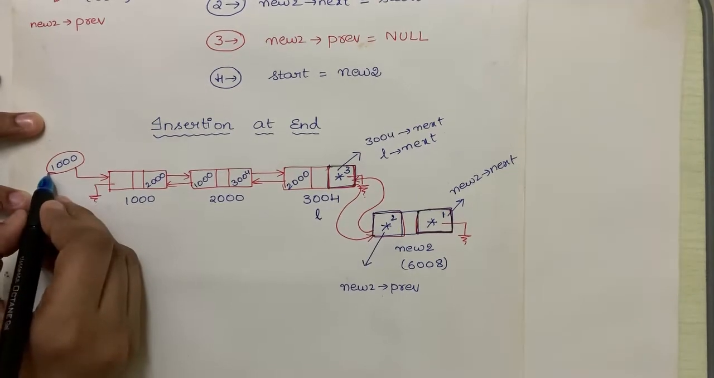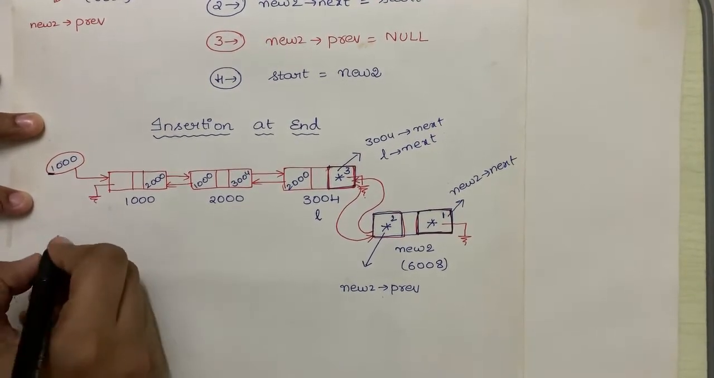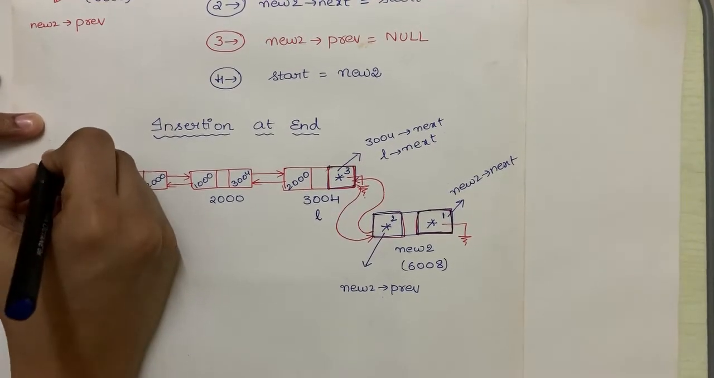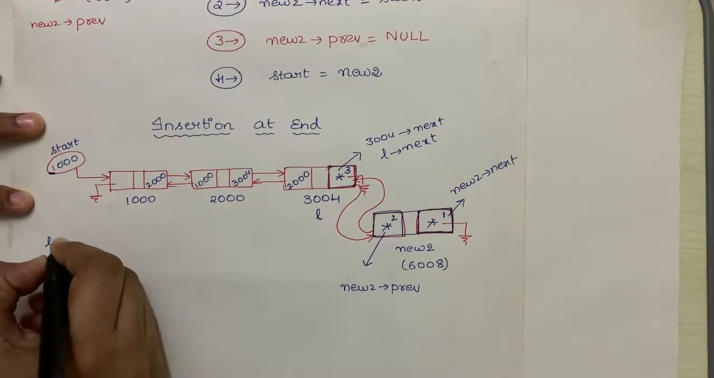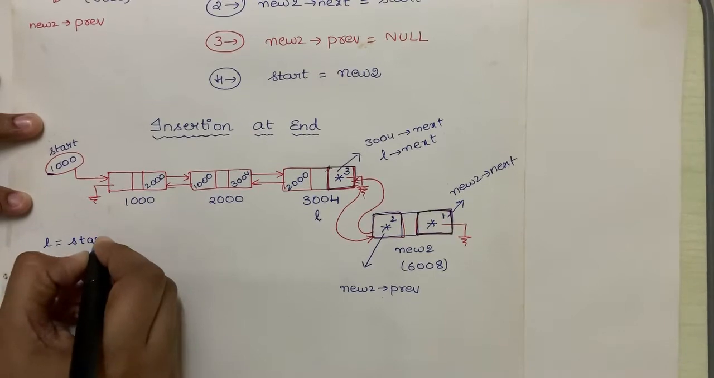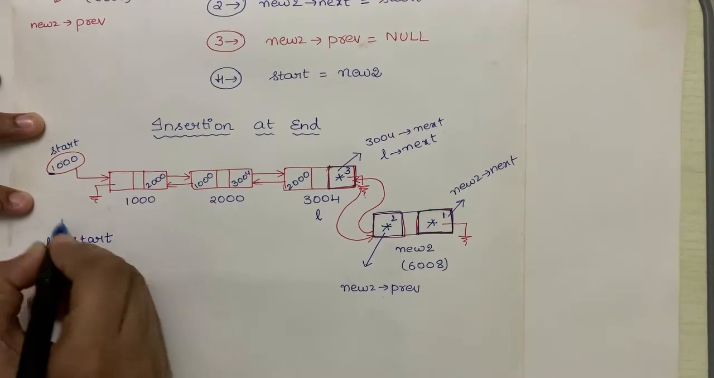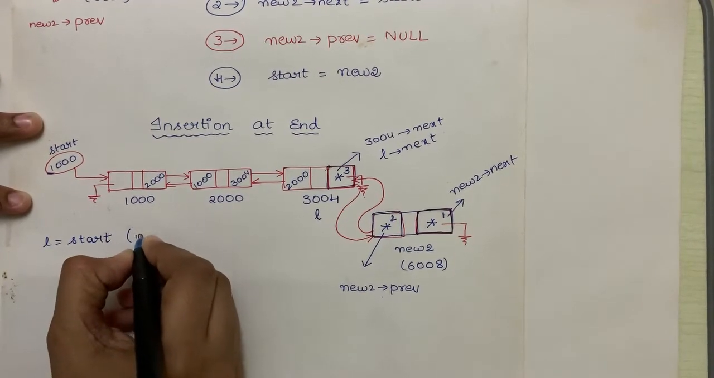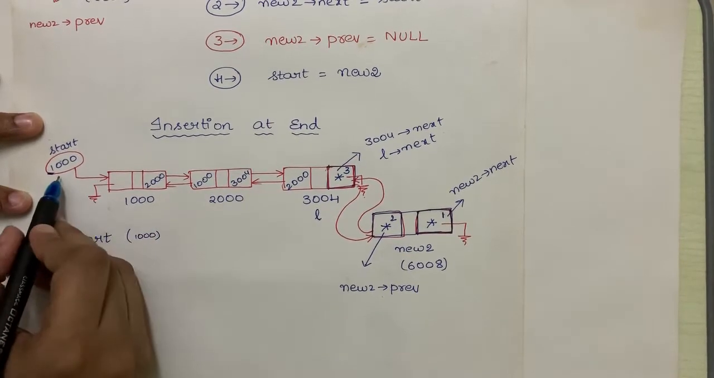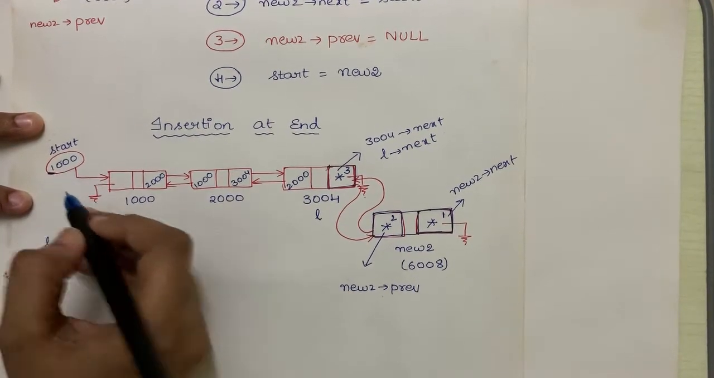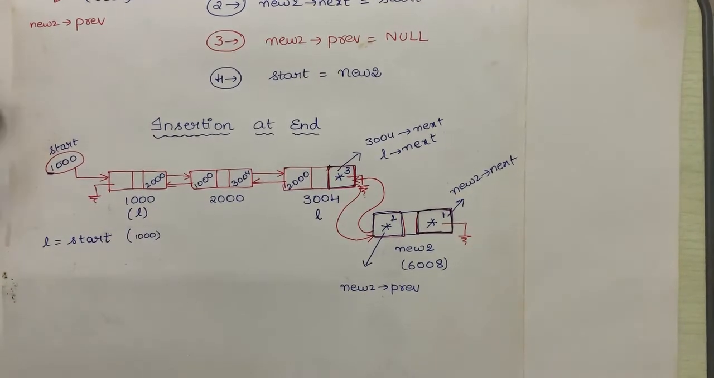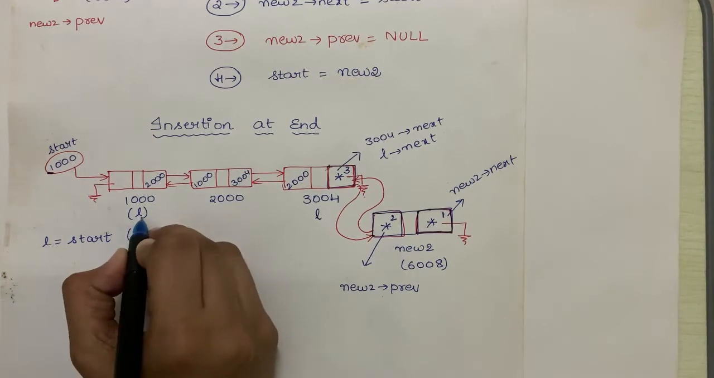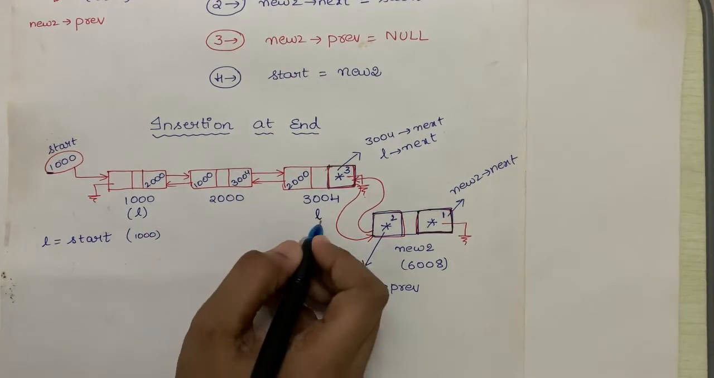We know just the header node of the double linked list. So name of the header node is start. So L is equal to start. We will initialize the value of L to start. So the value of L will be now 1000. If 1000 is L, the starting node name is also L. So this L should be traversed all the way from first node to the last node.